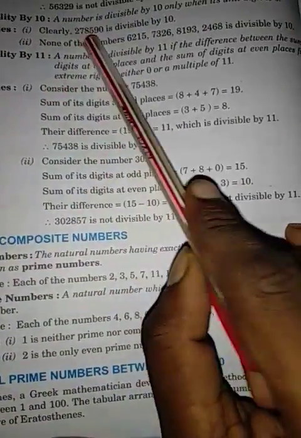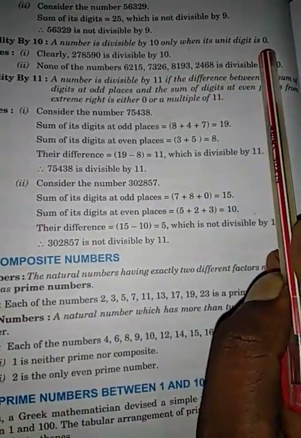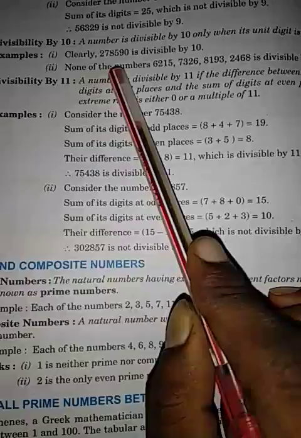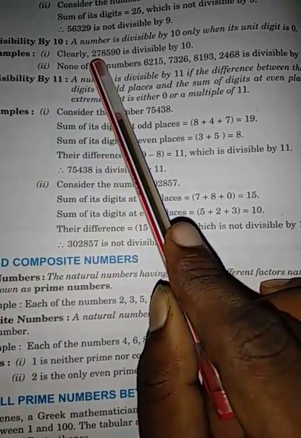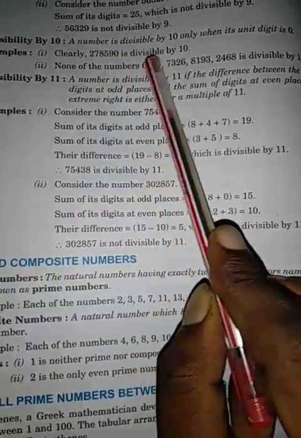Divisibility by 10. A number is divisible by 10 only when its unit digit is 0. If the unit digit of a number is 0, then the number is divisible by 10. Consider the number 2,78,590. Its unit digit is 0, so it is divisible by 10.